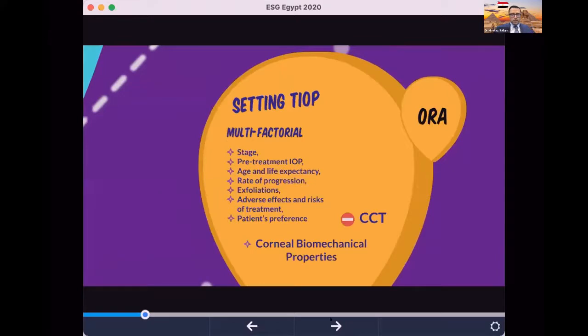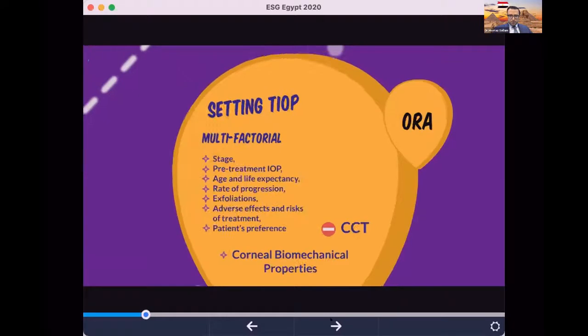Setting target IOP is a multifactorial process that depends on several factors like stage or pre-treatment IOP, age and life expectancy, rate of progression, other diseases, side effects, and patient's compliance. But now, corneal biomechanical properties also have an important impact on the intraocular pressure. It's not a matter of central corneal thickness, but a matter of all corneal biomechanics.